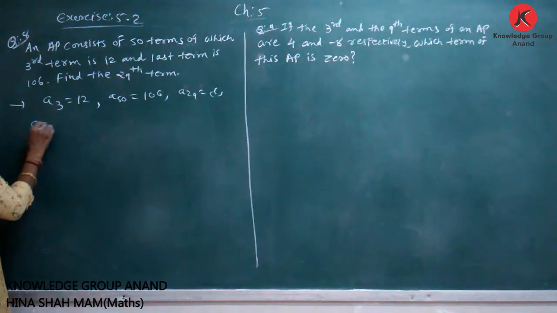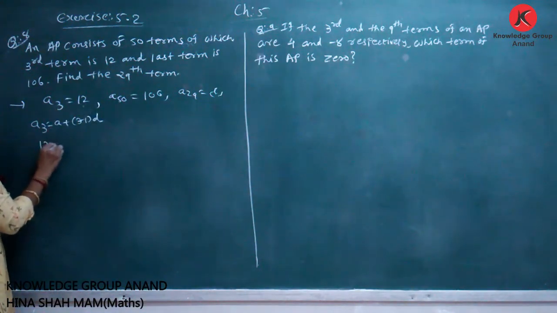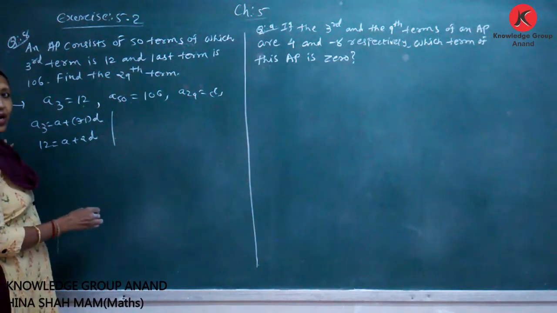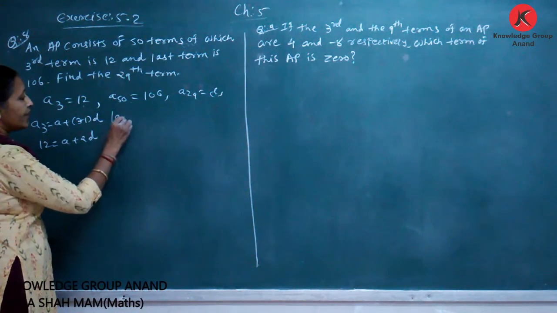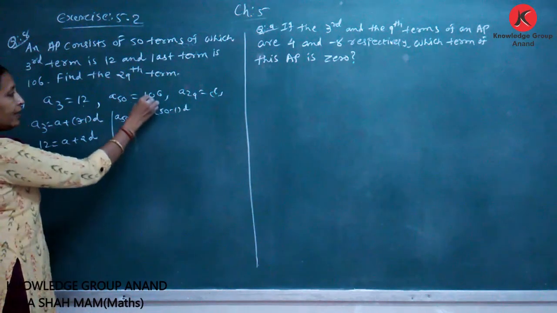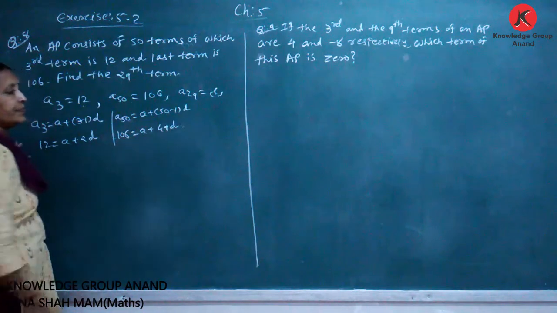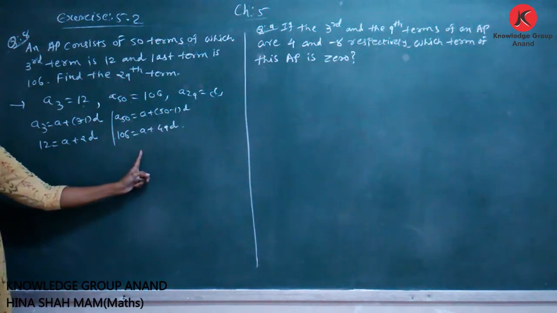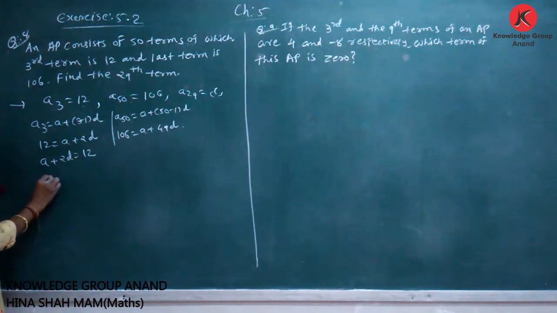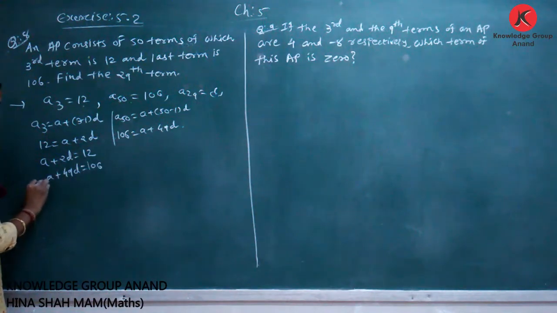Here A3 is equal to A plus 3 minus 1 into D. A3, 12, is equal to A plus 2D. And A50 is equal to 106. A50 is equal to A plus 50 minus 1 into D. What is the value of A50? 106. A plus 49D. Equations 1 and 2. We have equation 1, A plus 2D is equal to 12, and A plus 49D is equal to 106.